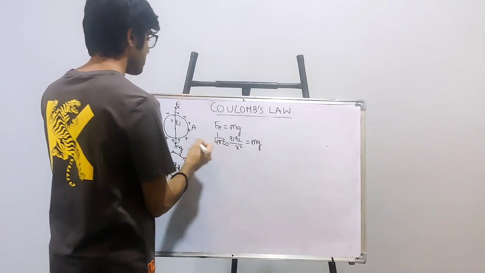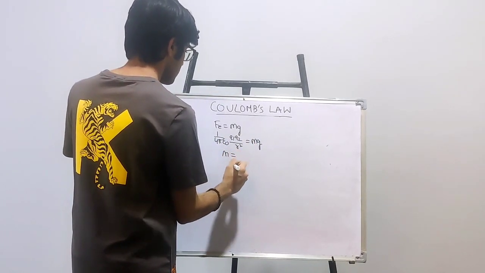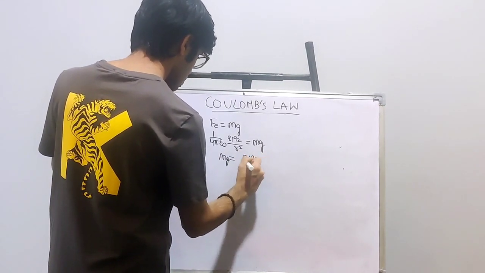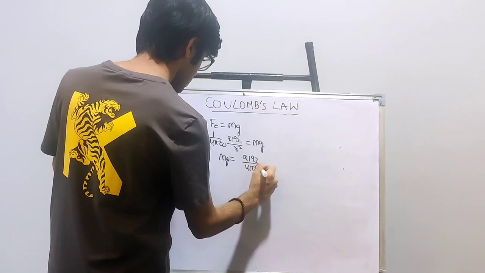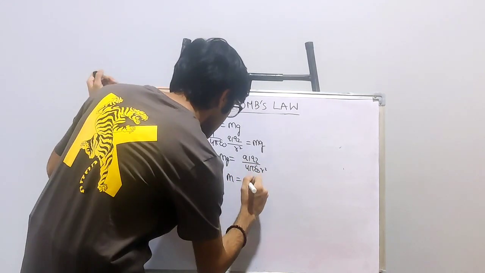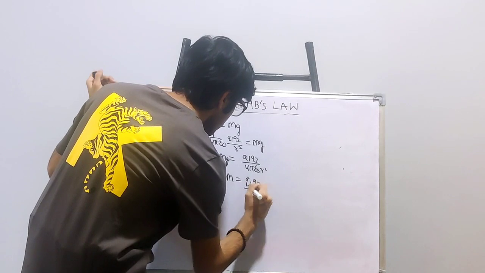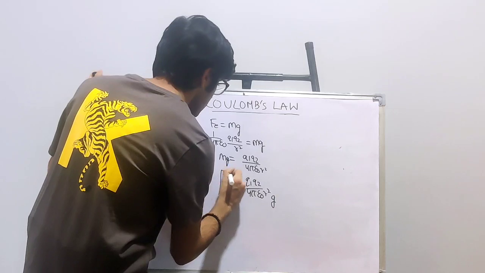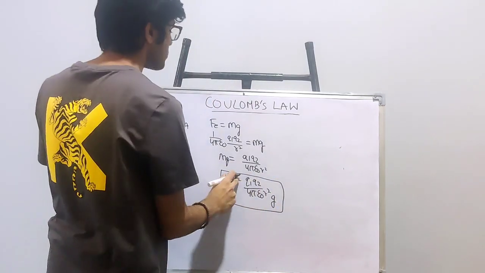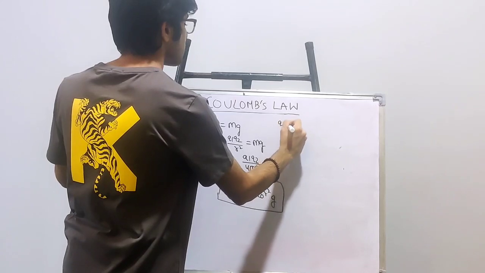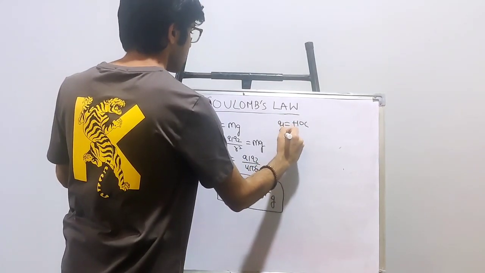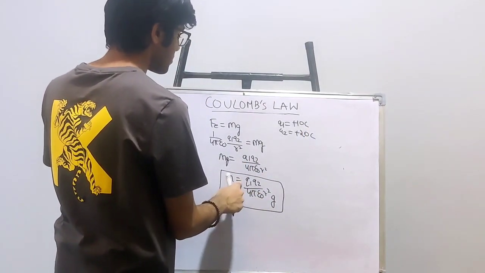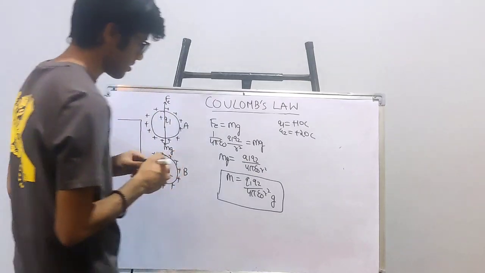Suppose we were to calculate the mass of the ball. We would get that mg is Q1 Q2 over 4 pi epsilon naught R square. So mass will be Q1 Q2 over 4 pi epsilon naught R square times g. Now we will be given the values of Q1 and Q2. Let's say Q1 is plus 10 coulombs and Q2 is plus 20 coulombs. To calculate the mass, we just plug in these values and we'll get the answer.